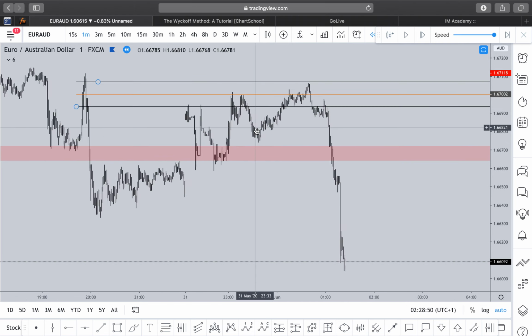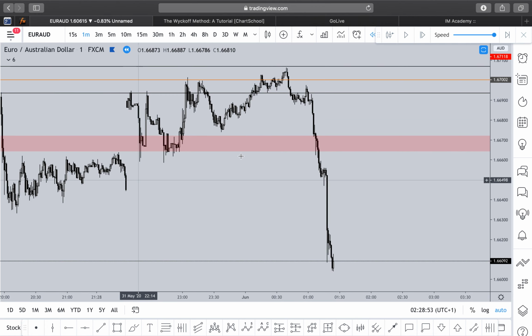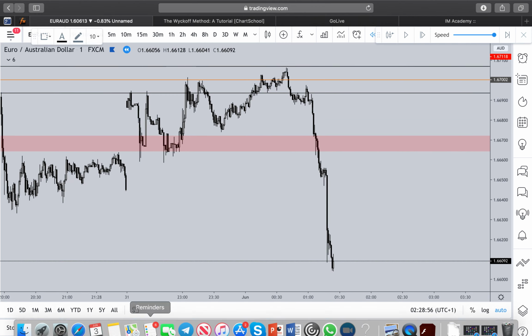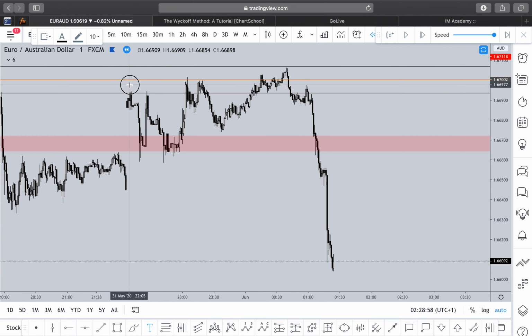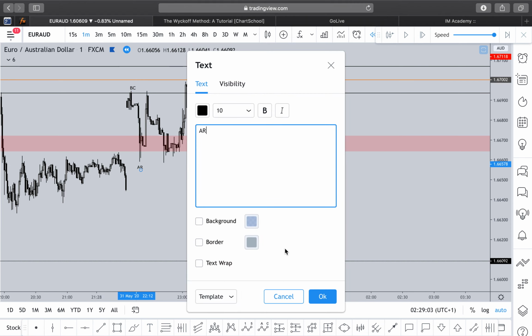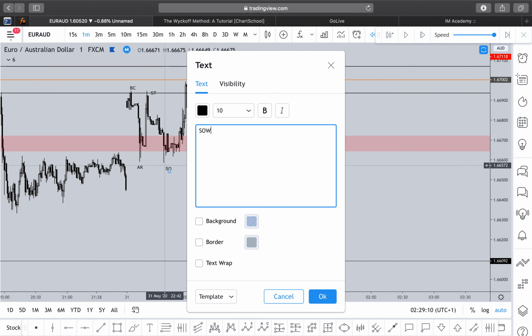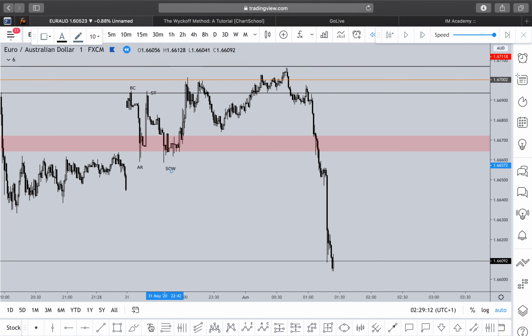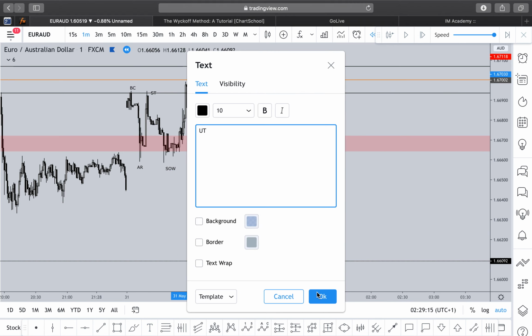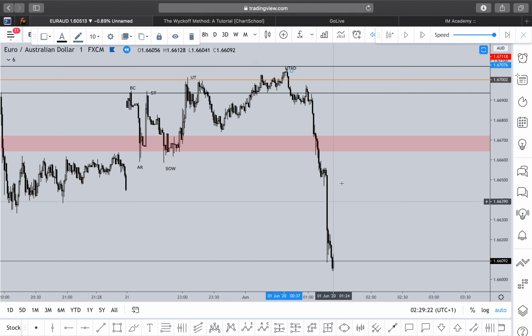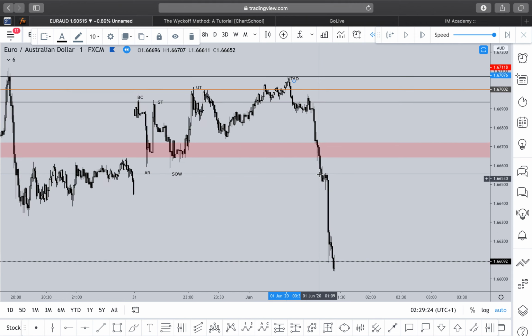That's the interesting thing when it comes to it, right? This in itself is that perfect distribution schematics yet again, right? We've got our buyer's climax over here, got our automatic rally, secondary test, sign of weakness, and we go up to create that upthrust, and then the UTAD, upthrust after distribution, and boom, we broke that structure to the downside as well.